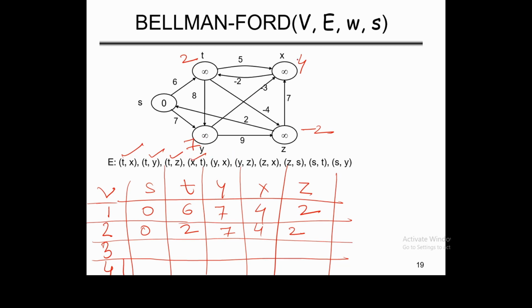y to x: 7 minus 3 is 4, no change. y to z: 7 plus 9, that is 14, and this is -2, no change. zx: it will be -2 plus 2 is 0, so this is already 0. Sorry, that was zx. Now zx: it is -2 plus 7, that is 5, this is already 4. zs: -2 plus 2, it will be 0, that is 0, no change. And st: it is 0 plus 6, this is 2, no change. sy: 0 plus 7, 7, no change.